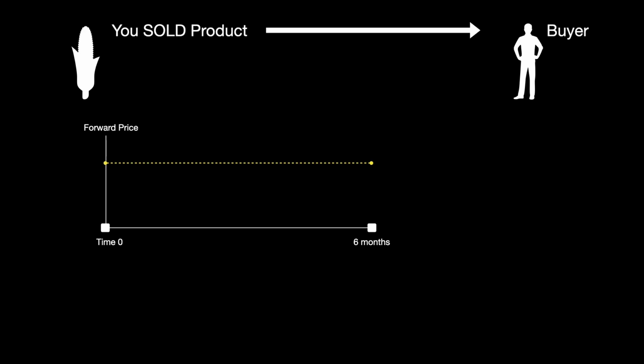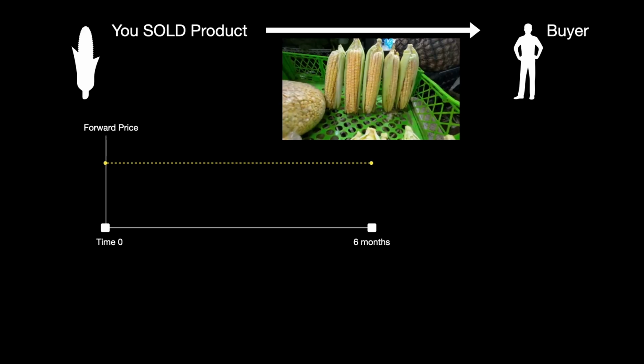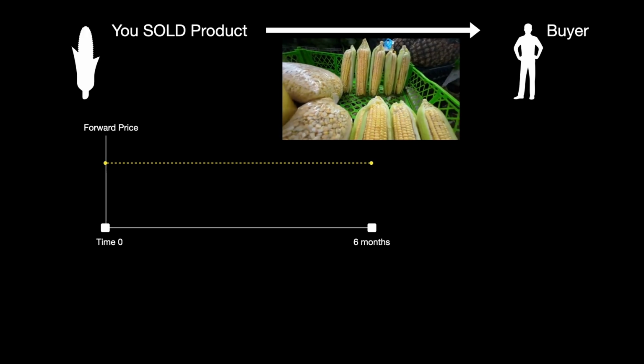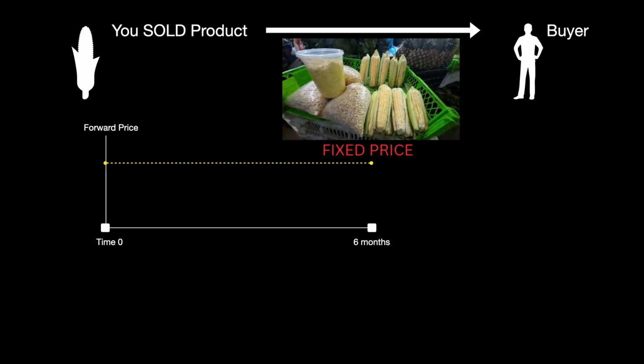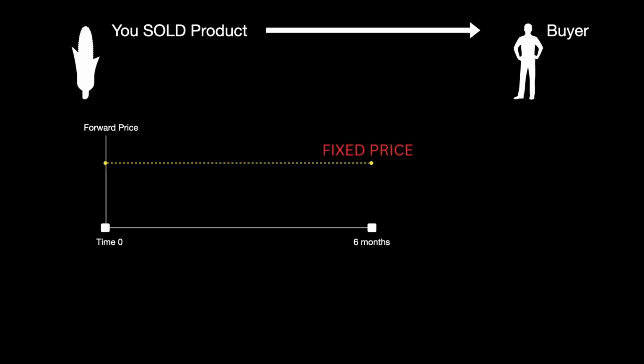So now, imagine you're a businessman. You meet somebody who agrees today to buy your crop 6 months from now at a fixed price. Done deal, right? Everything's safe and secure, right? But wait, what if that somebody suddenly disappears in 6 months?